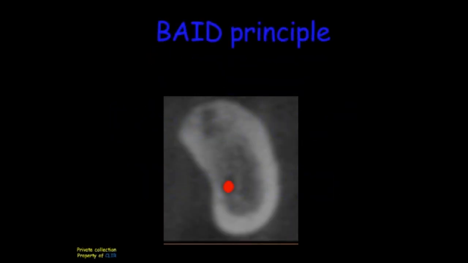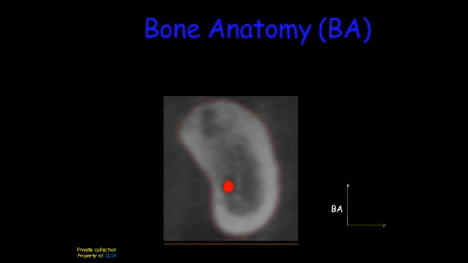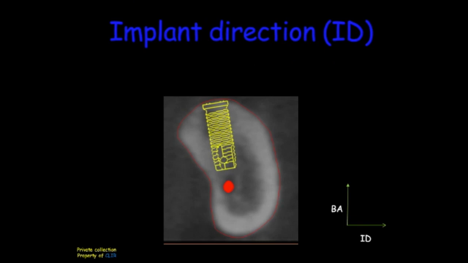In order to copy our planning into the patient's mouth, we need to transform our radiological template into what we call a surgical directional template. Before doing so, I would like to introduce the BADE principle, which is the bone anatomy in relation to the implant direction. If both parameters are positive, we have a success in our implant procedure and our future prosthesis.